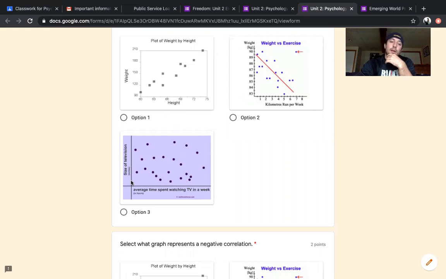And then we have a no correlation. No correlation. So what does that say? Size of television, average time spent watching TV in a week.